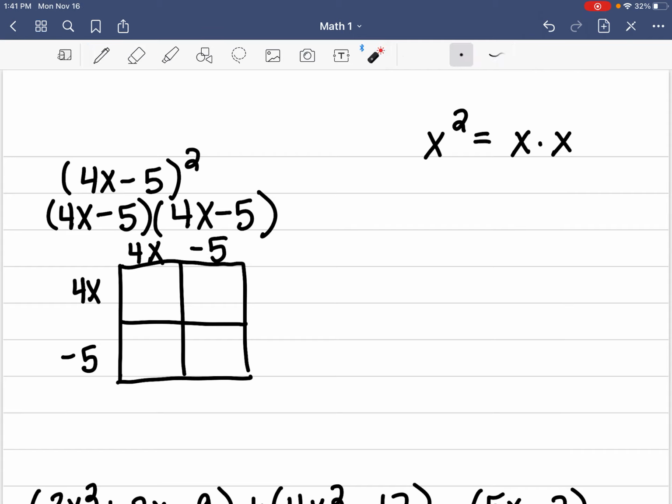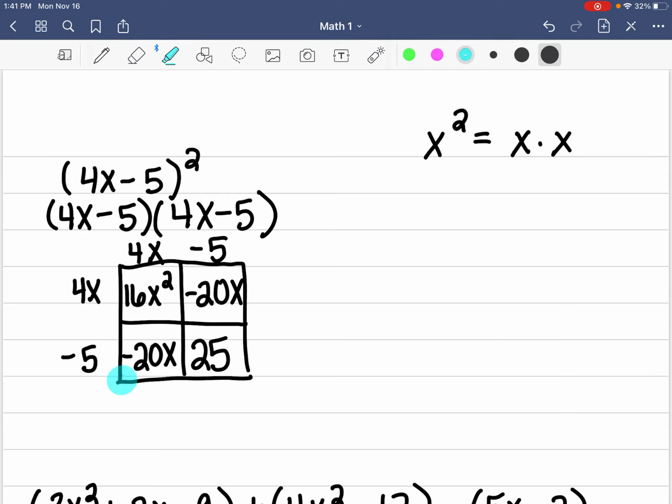All right, so we have 4x and 4x, so that's going to give me 16x squared, because remember, I have two x's, I add them together to make x squared. So then I have negative 5 times 4x, that's going to give me negative 20x. We have 4x times negative 5 again, that's going to also give me another negative 20x. And one of the most common mistakes that I have students make is they do negative 5 times negative 5 gives me negative 25, but a negative times a negative is going to give me positive 25.